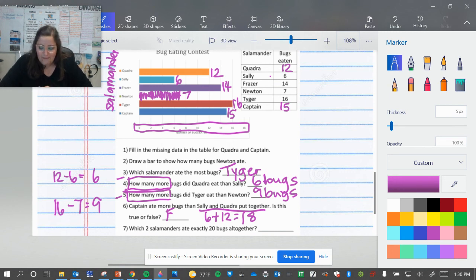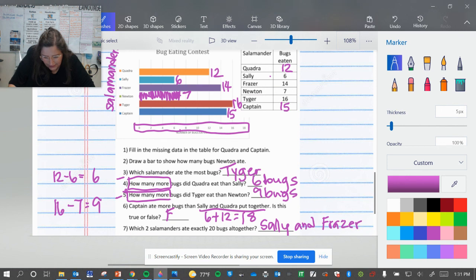You look at it for a second. Think about it. Well, I can use a make 10. Look, 4 and 14 plus 6 over here would make 10, plus this 10 makes 20. So which two salamanders are those? Sally and Fraser. Sally and Fraser.